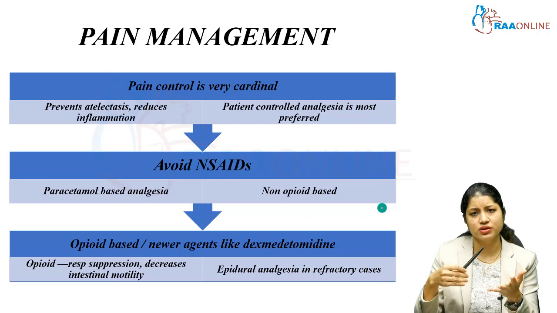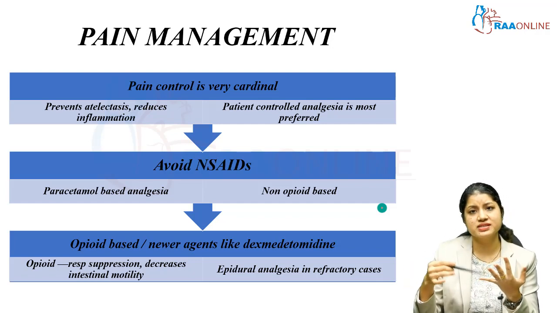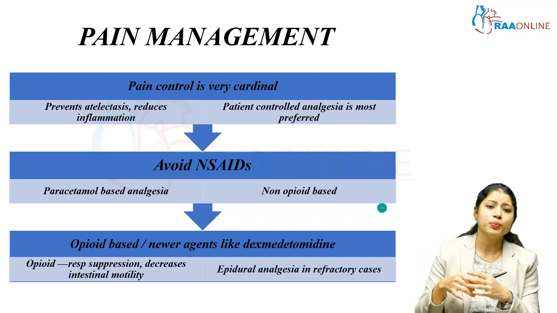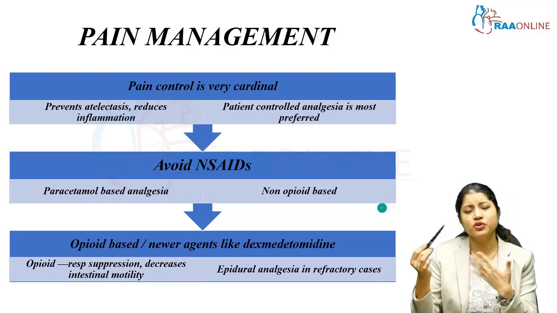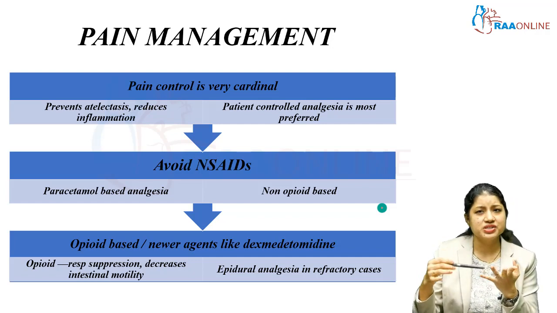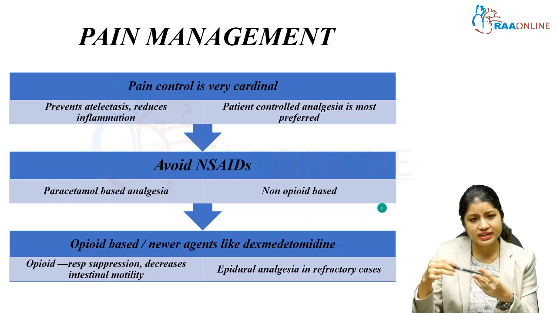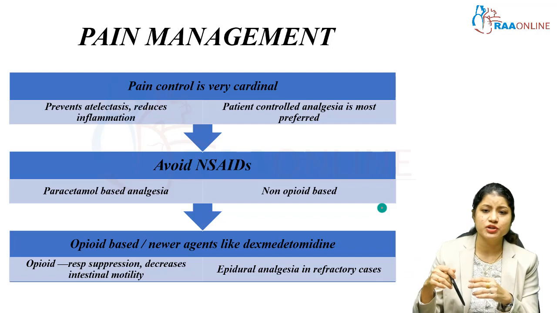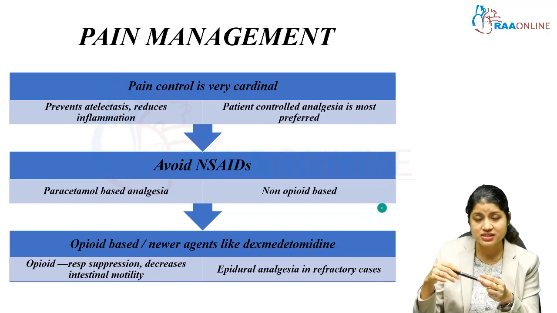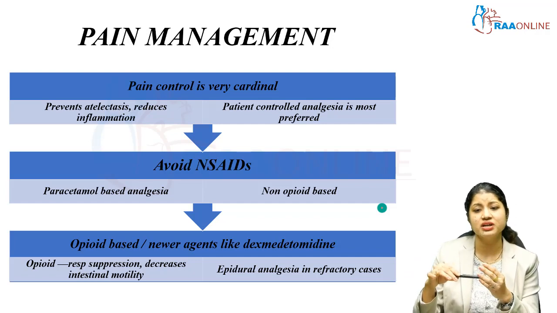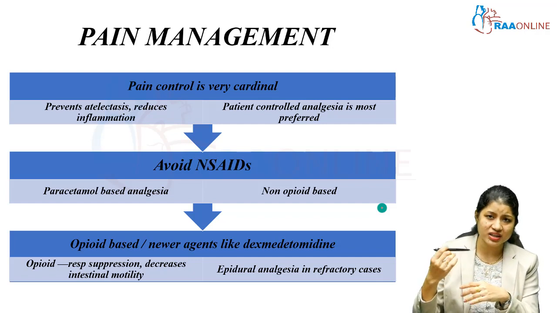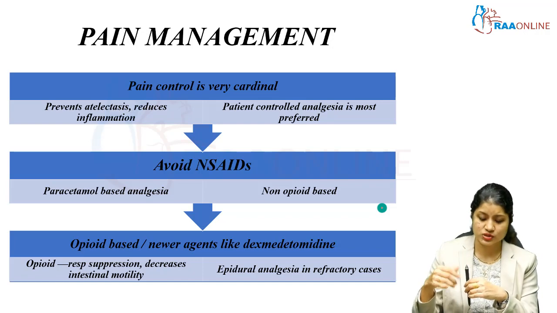The best will be a paracetamol based analgesia, especially 1 gram paracetamol, 8 hourly or 6 hourly based on patient pain scores, or a non-opioid analgesic in the form of tramadol will also be preferable. Opioid based agents are controversial, because in a patient they can cause respiratory suppression or even decrease intestinal motility. But newer agents like dexmedetomidine, which promises us conscious sedation, analgesia and amnesia, would definitely be preferable. Or in very refractory cases where the pain is intolerable, an epidural analgesia can also be given.